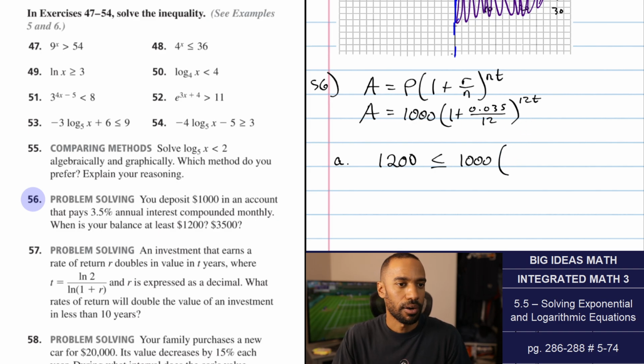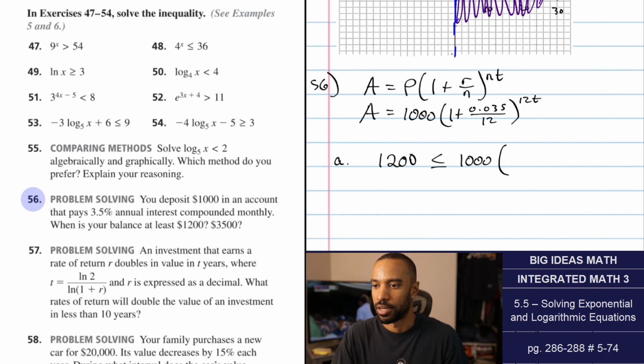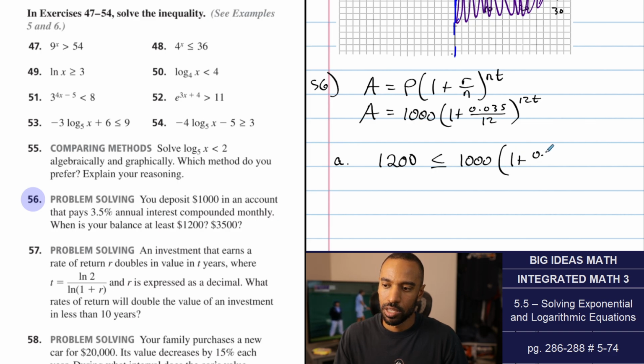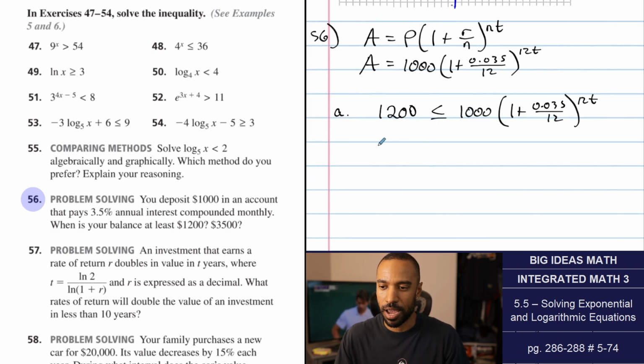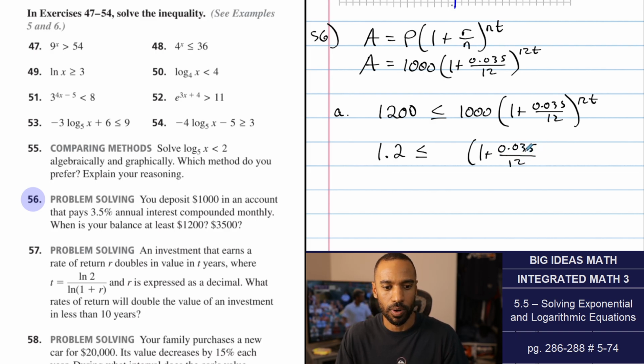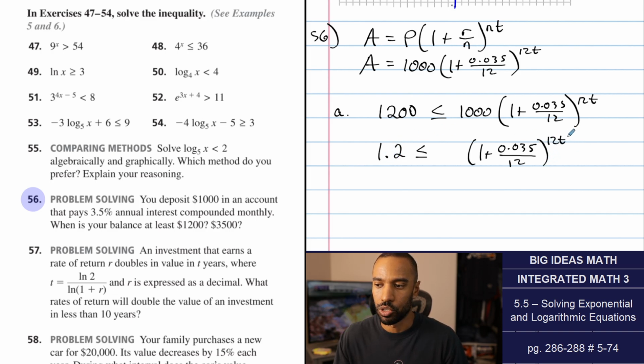1,000 times, I don't think 0.035 over 12 cleans up. Let's see. Sadly, it does not. So we're going to say 1 plus 0.035 over 12 raised to the 12t power. And we're going to have to do some division. Divide by 1,000. We get 1.2. Now, I'm going to go kind of fast on the next set when it's 3,500. I just have to divide. I'm going to turn it into 3.5 instead. So whatever we're doing here, we're also going to do for the next problem.